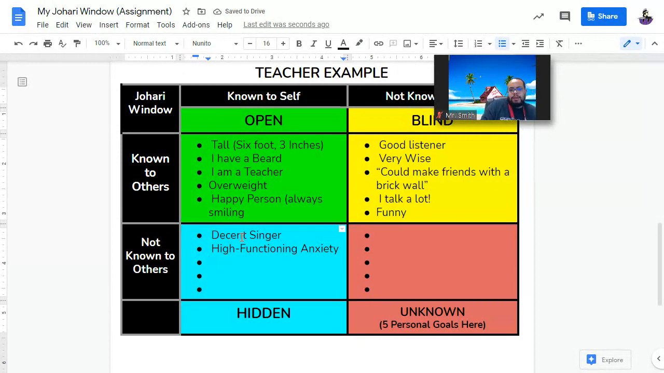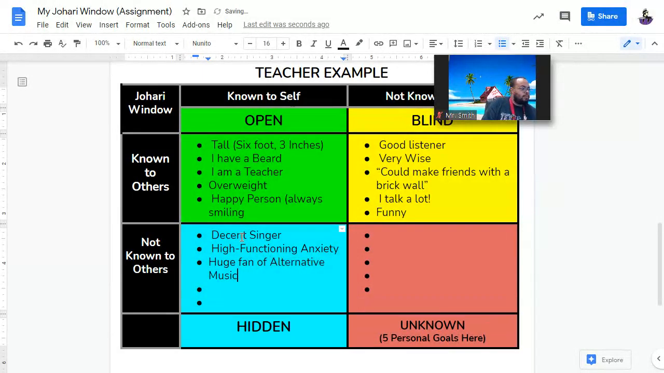Another thing that people probably don't know, I'm a huge fan of pop punk. Alternative music is my second favorite genre under hip hop. Something else that people might not know about me, I have two dogs, and something else that I'm willing to share, I can recite the entire Lion King movie from memory.